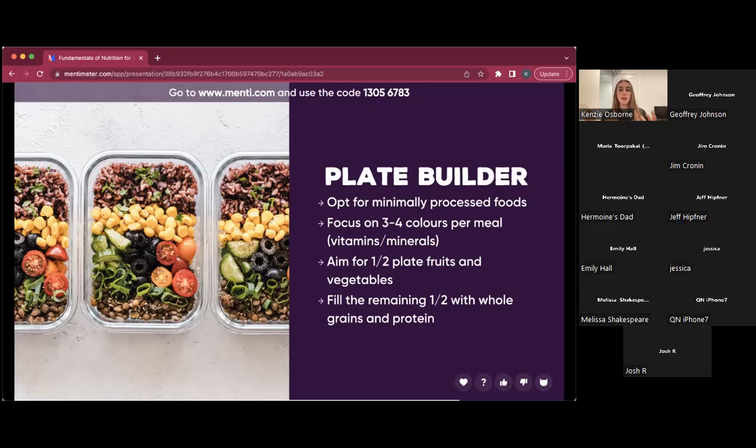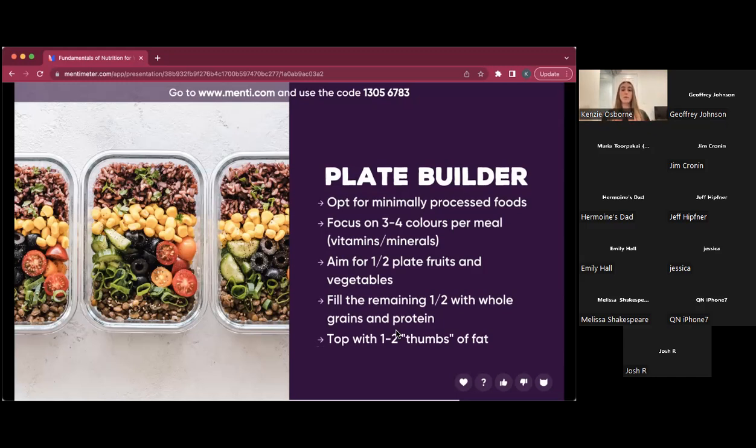So we already talked about before training, your simple, quick carbohydrates. After training, your simple, quick carbohydrates paired with protein. For every meal outside of that, we're going with fruits and vegetables on half of the plate, and then the other half, we're going for whole grains and protein. And of course, we are topping that off with our fat to make sure that we're getting enough calories, to add flavor, and to help with certain vitamin and mineral absorption.